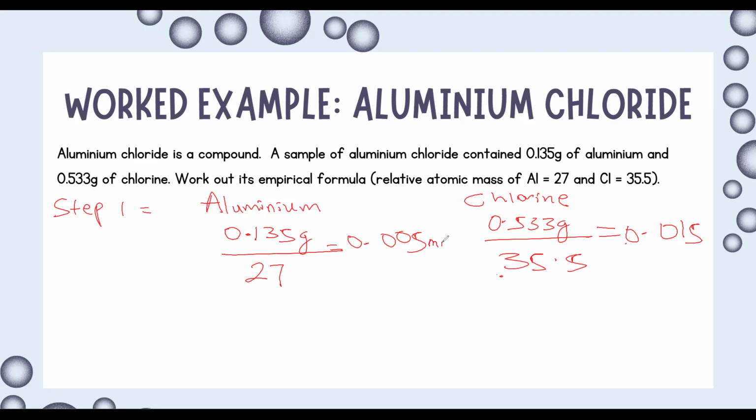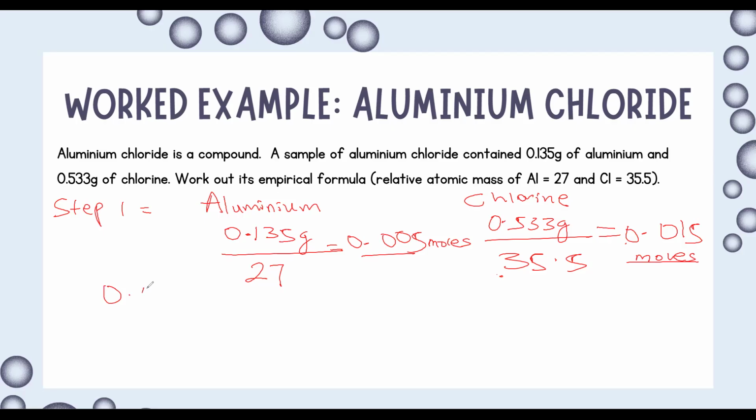Divide all values by the smallest quantity. So we have 0.005 moles and we have 0.015 moles. Which one is the smallest between all the number of moles that we have? Let me throw the question open to the whole class. 0.005. Thank you, David. So we are going to divide all through by 0.005.